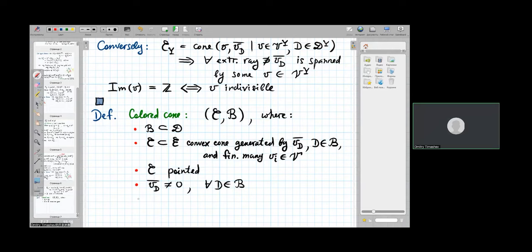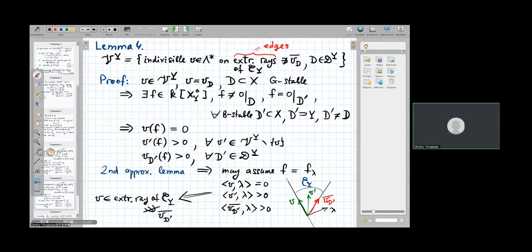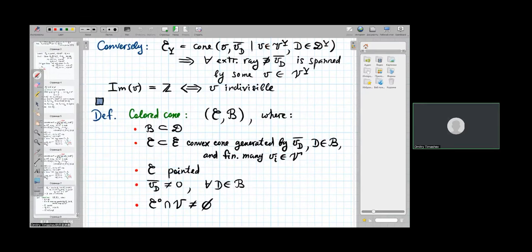And finally, the final condition is that the relative interior of C intersects the valuation cone. So a pair consisting of the convex cone C and a certain set of colors B satisfying these five properties is called a colored cone in the vector space E.